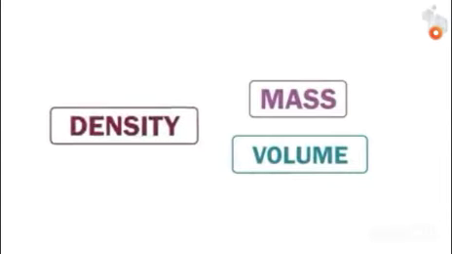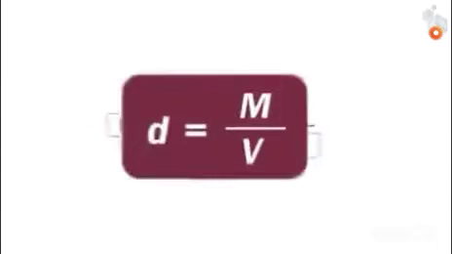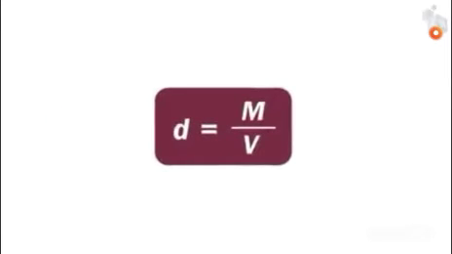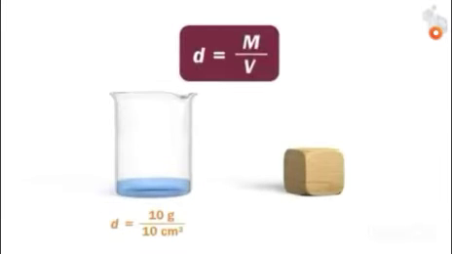Now what is density? These two quantities are compared in a term called density. What is density? It is mass per unit volume of an object. Density is equal to m upon v, where m stands for mass and v stands for volume.